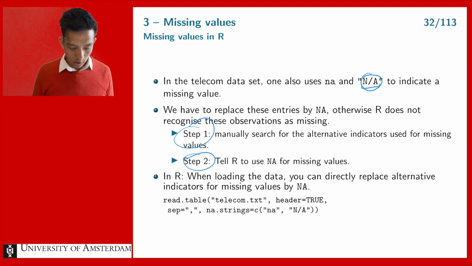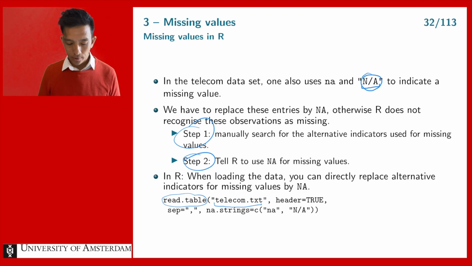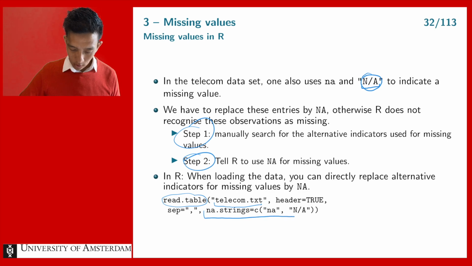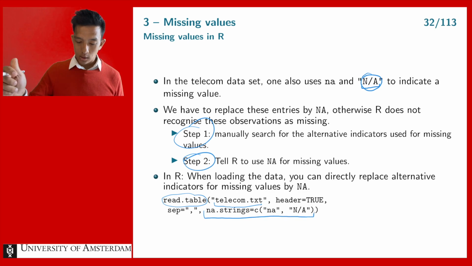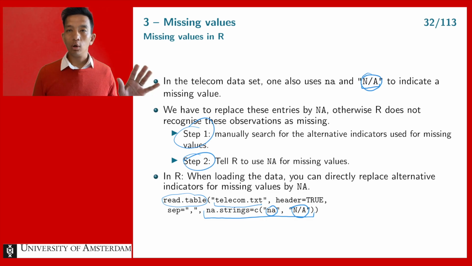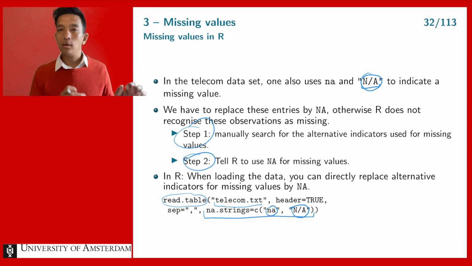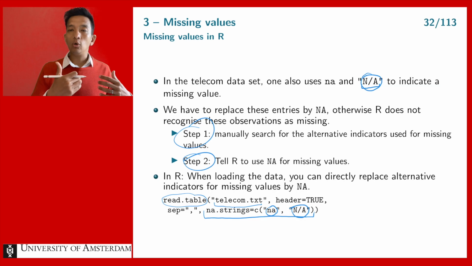In R, we can do that as follows. Assume that you want to read this telecom.txt. You use the read.table function, and you tell R that the NA strings are small na and n/a. So now R knows that whenever it sees small na or n/a, it has to interpret that as a missing value. It's not something that should be there, it is a missing value, and you need to be able to detect and change these missing values.